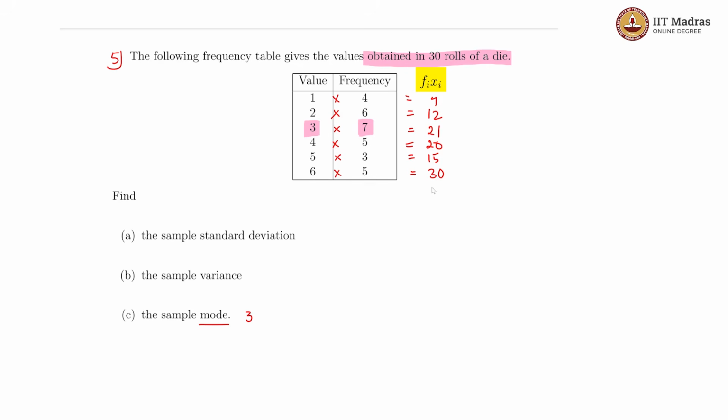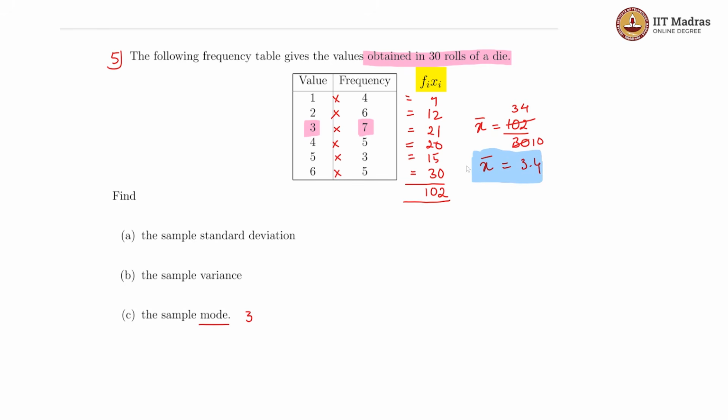So these are the individual contributions to the total sum, and the total sum would be this. 16 plus 21 is 37. 37 plus 20 is 57. 57 plus 15 is 72. 72 plus 30 is 102. So the mean, let's call it x bar, is 102 divided by 30, which gives us 3.4. So this is our mean.